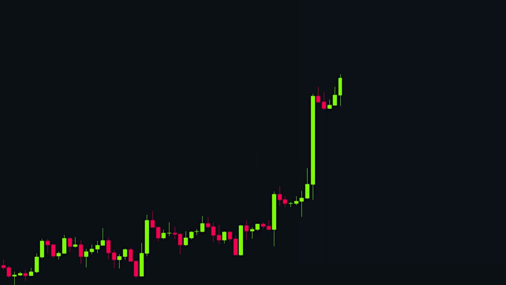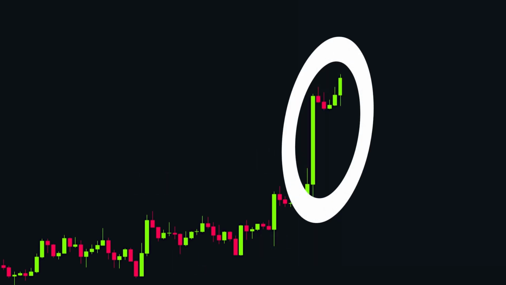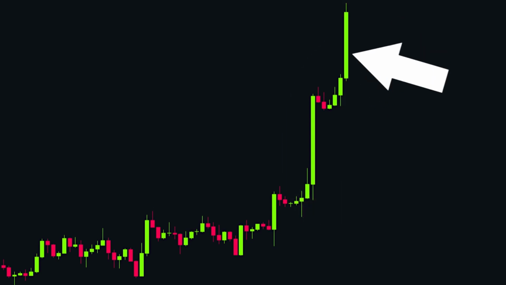We can witness a strong bullish candle, followed by some small candles that stay within its range, showing a pause. Then comes the breakout candle, a large bullish candle that pushes through the previous high. That's our signal to go long.